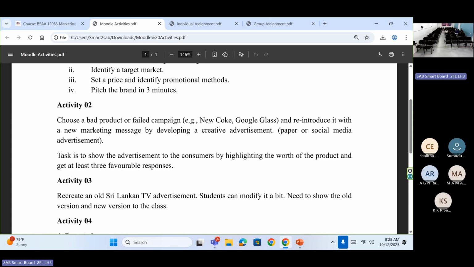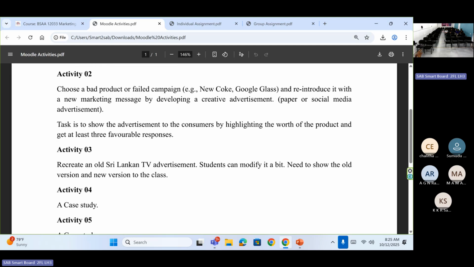Then you have to reintroduce it with some modification. You can suggest what things they can change, what the solutions are to overcome the issues they had faced. But here you have to prepare an advertisement by including those suggestions.